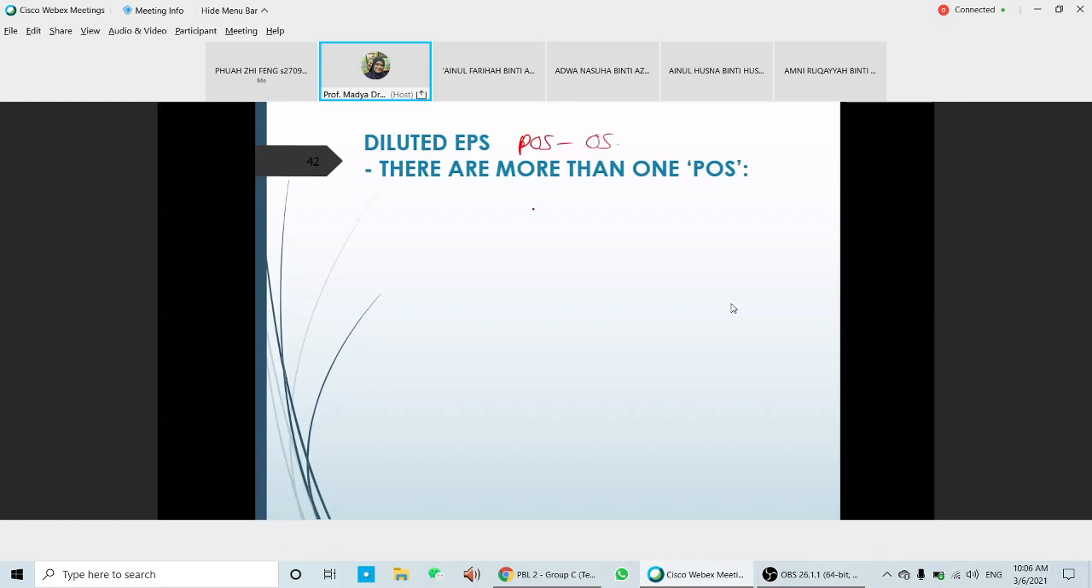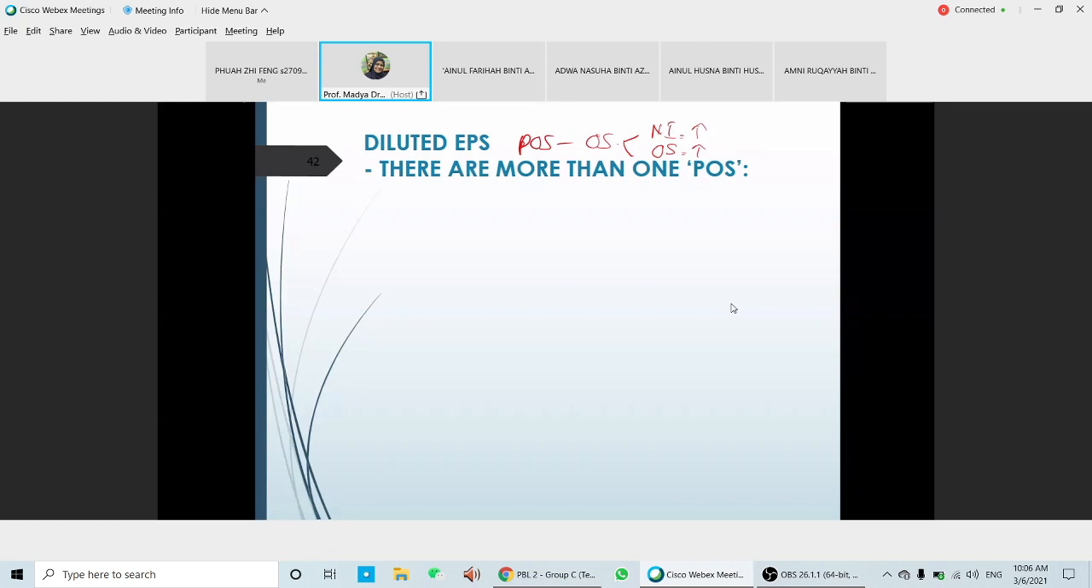So once you convert, the effect is going to affect both your net income and also the ordinary share. Net income may increase, and the ordinary share also going to increase. We already looked at example 4 previously. Example 4 is related with only one POS.